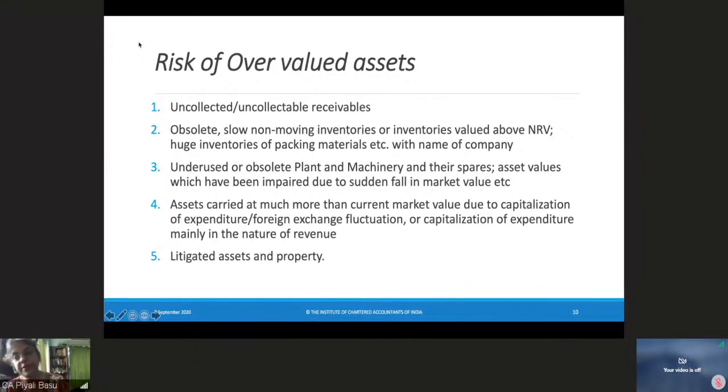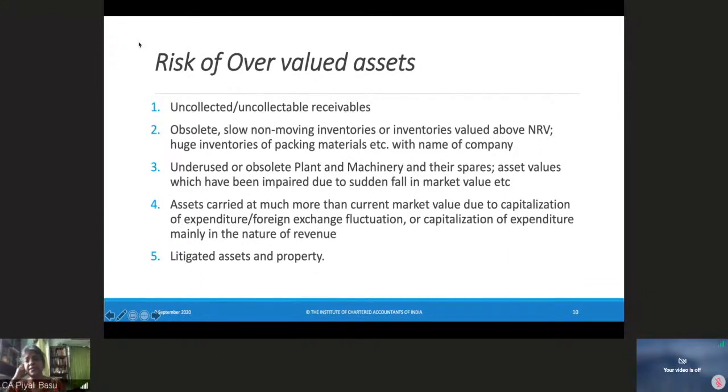Litigated assets and property, very, very critical. In the factory, that's why I said there are a lot of encumbrances on the property. Some court cases going on, that's also an asset, right? Property is also an asset. Is any court case going on? Those kind of things one has to keep in mind.